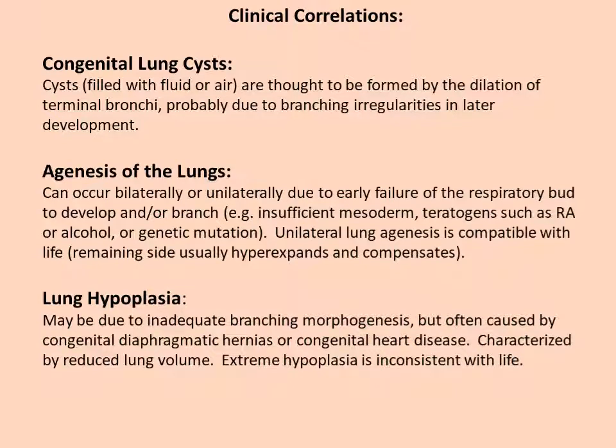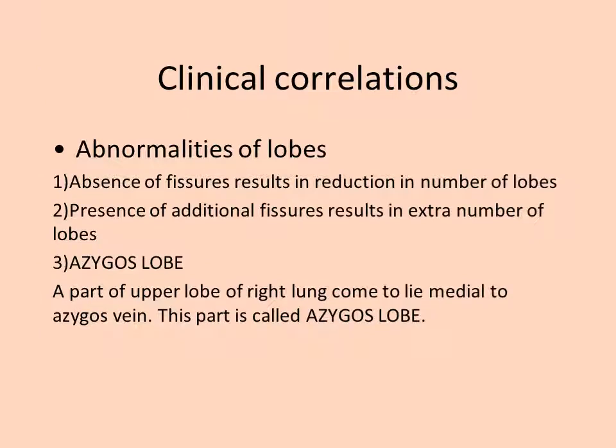What are the anomalies associated with lungs? We can have congenital cysts, which can be filled with fluid or air, and then there can be agenesis of the lung, which can occur bilaterally or unilaterally due to the failure of development of the respiratory bud. Unilateral lung agenesis is compatible with life. Then there can be inadequate branching of the lung, resulting in lung hypoplasia and reduced lung volume. Extreme hypoplasia is not compatible with life.